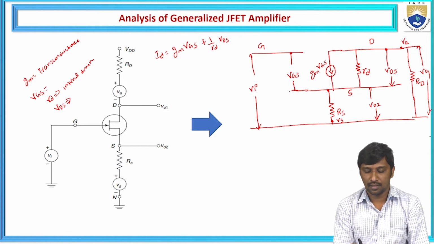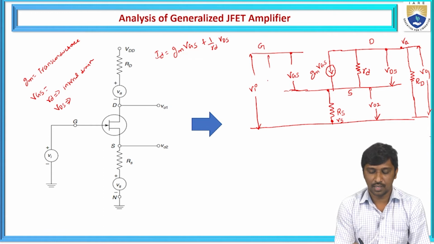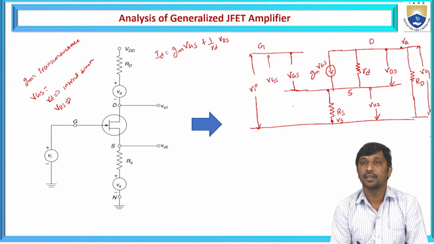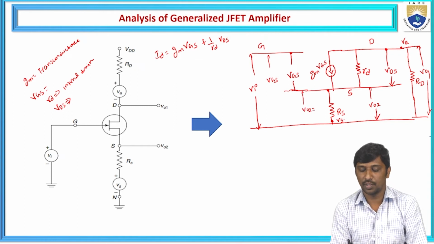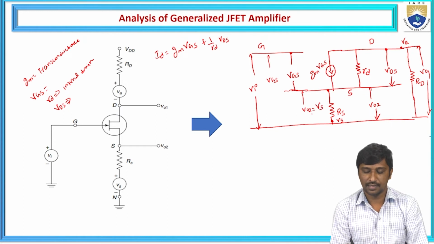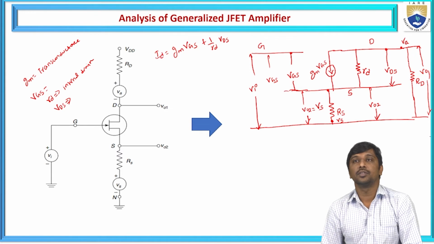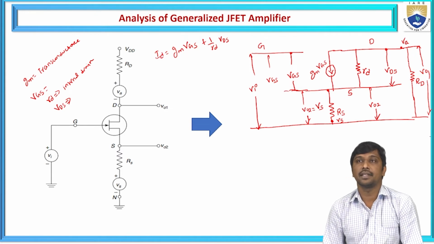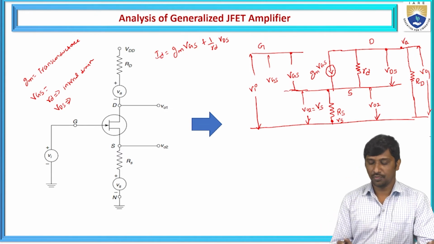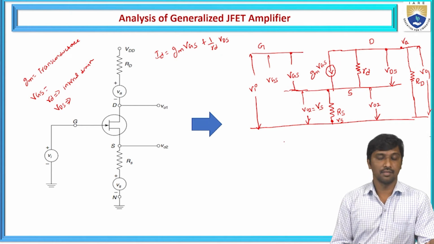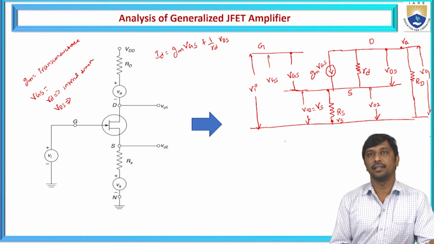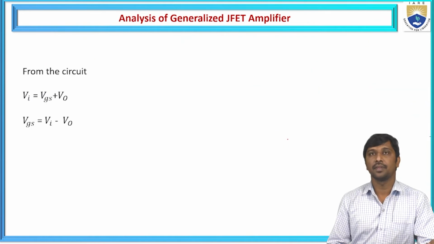Up to this point this is VGS, and here it is represented as VO2, that is equal to the voltage drop across this RS resistance, represented as VS. By using this generalized small signal model, we now need to identify the parameters like voltage gain, current gain, input impedance, and output impedance.